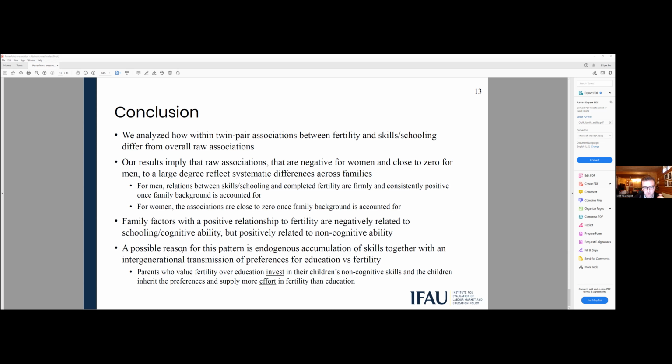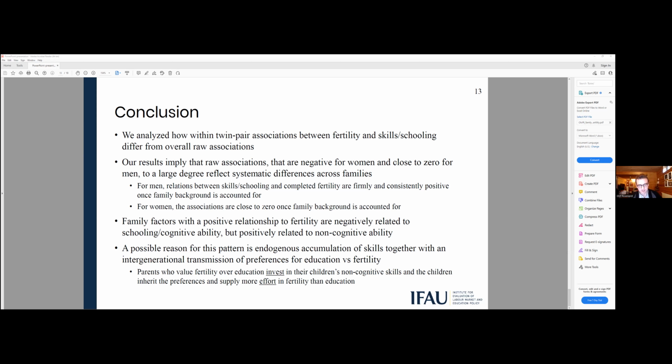And a possible reason for this pattern that we observe is endogenous accumulation of skills, together with an intergenerational transmission of preferences for education versus fertility. So parents who value fertility over education invest in their children's non-cognitive skills, and the children who inherit these preferences supply more effort in fertility than in education, which then gives this very strong relationship between non-cognitive skills and fertility when you estimate it in the overall population.